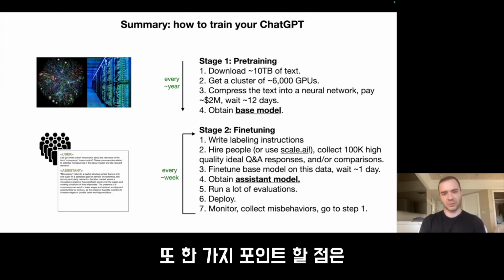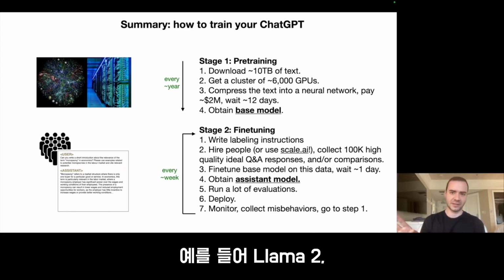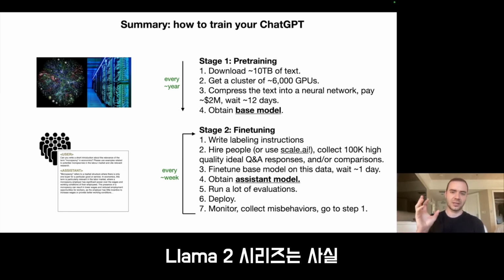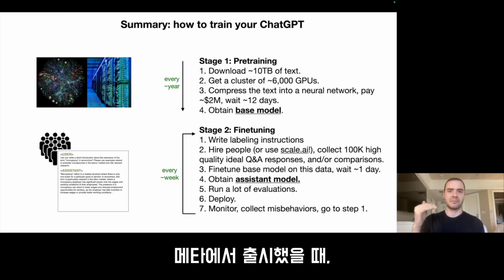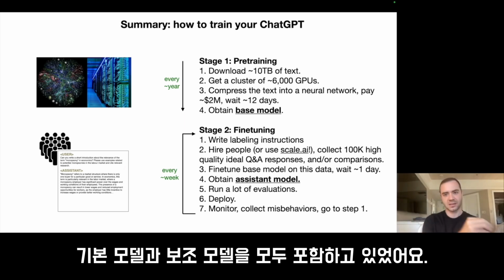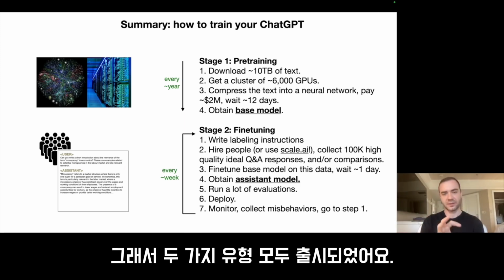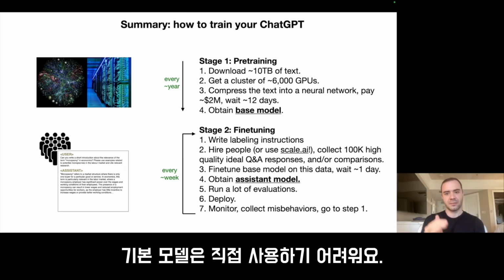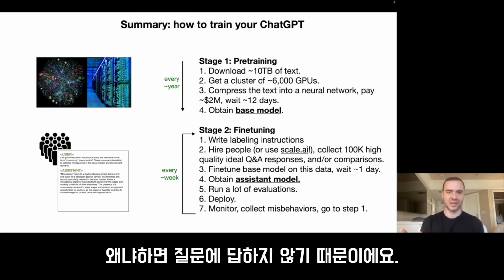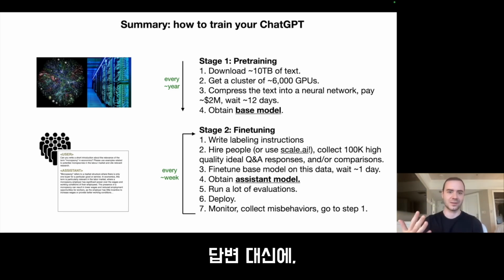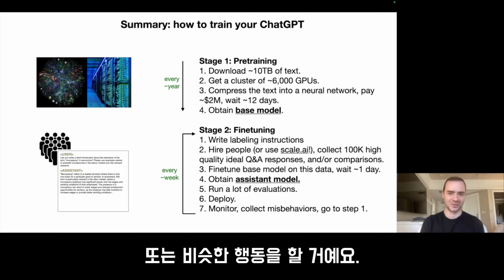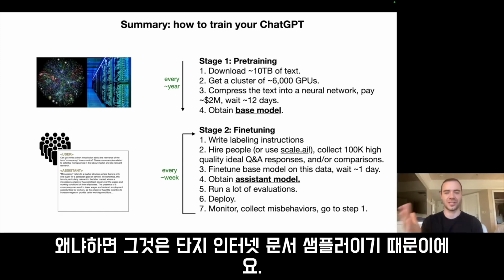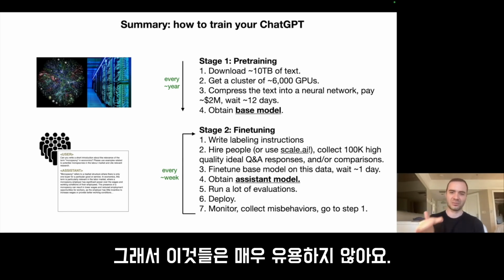One other thing to point out is, for example, I mentioned the Llama 2 series. The Llama 2 series, when it was released by Meta, contains both the base models and the assistant models. So they release both of those types. The base model is not directly usable because it doesn't answer questions with answers. If you give it questions, it will just give you more questions, or it will do something like that, because it's just an internet document sampler. So these are not super helpful.